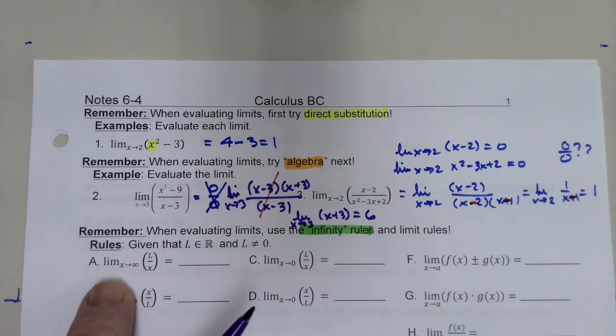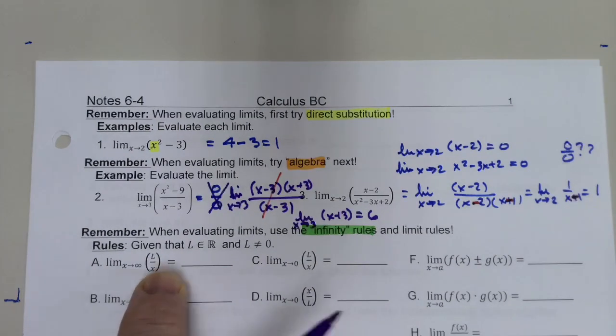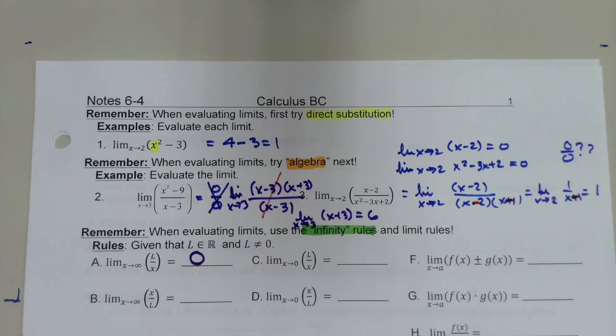So first of all, let's look at the first one here. As x goes to infinity, x is going to get really, really big. It doesn't matter how big the numerator is. The denominator here is going to get huge, and eventually it's going to approach and go to 0 here. Okay?